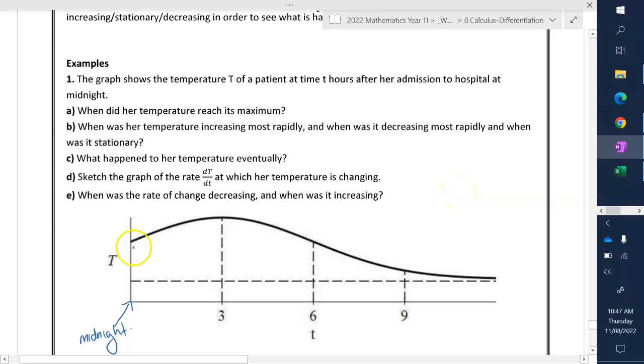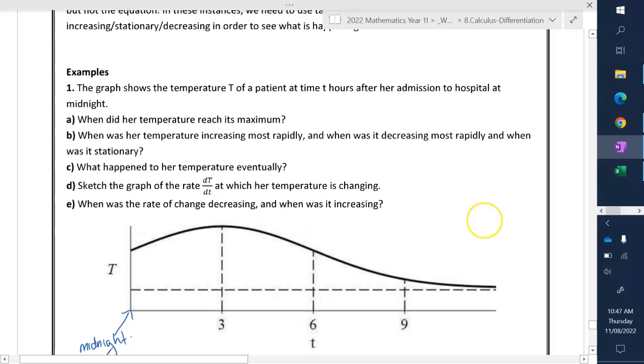So in this first question, we are given a diagram. We've got a t for time at the bottom and a T for temperature at the side, but we're not given an equation. Now let's read what we know from the question. It says, the graph shows the temperature T of a patient at time t hours after her admission to hospital at midnight. So we're thinking along these terms.